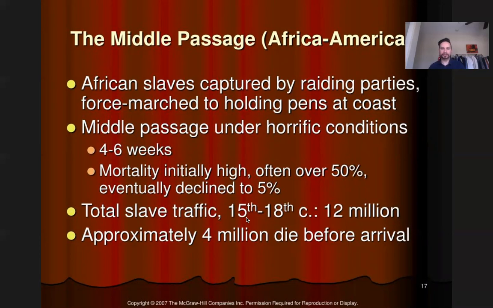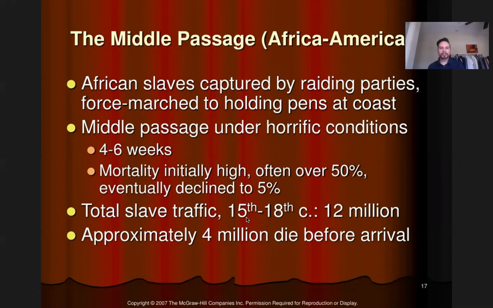So this is traveling over the ocean, and this was horrible, horrific conditions, being chained to the bottom of a boat, really cramped conditions, barely any food. People started getting sick very easily, and often over 50% of the people died. So the mortality rate was really, really high. But it eventually declined to about 5%. Somehow they figured out a healthier way, I guess you could say, of bringing Africans overseas so that most of them wouldn't die off like what seemed to be happening earlier.